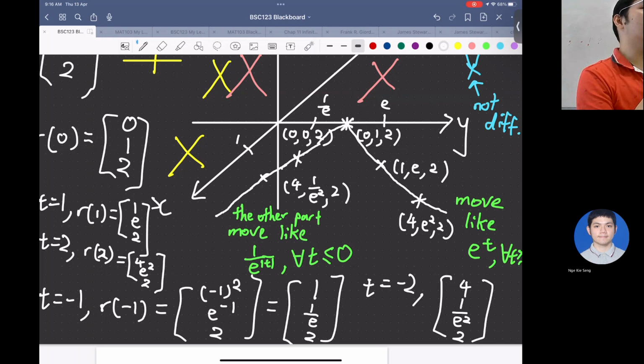Yes, just two lines, not a surface. One way to check whether it's a surface or two lines is to take the point that you think is in there and fit it into the equation. Can you find T or not? If you cannot find T, then it's not in the equation.